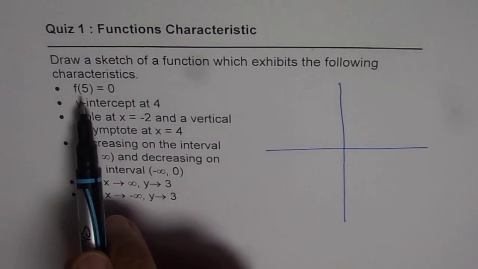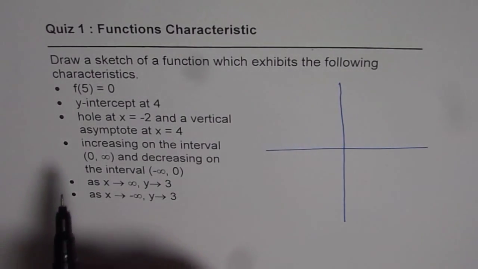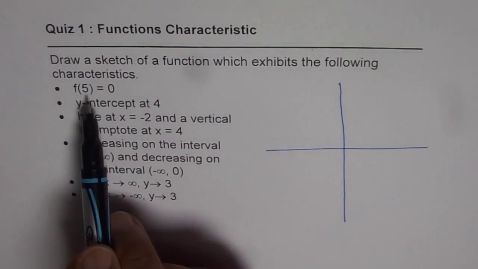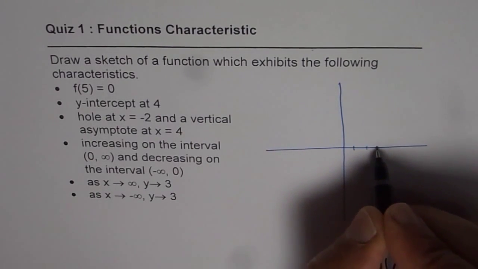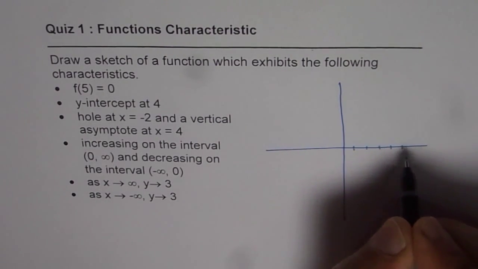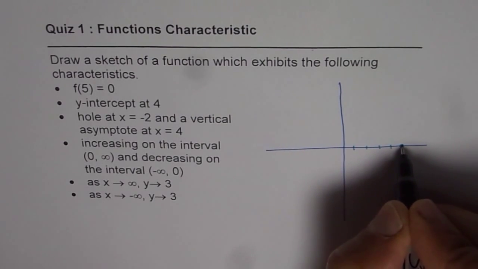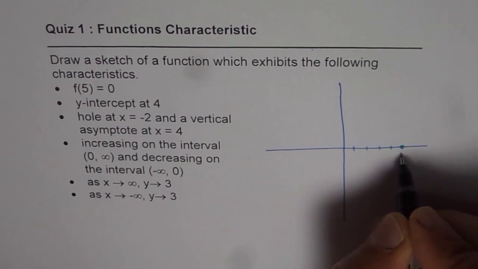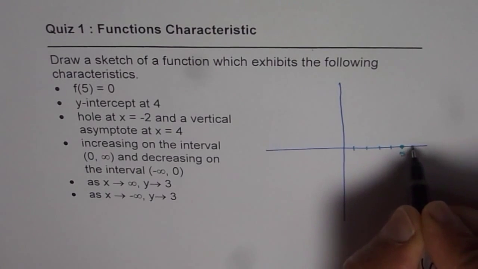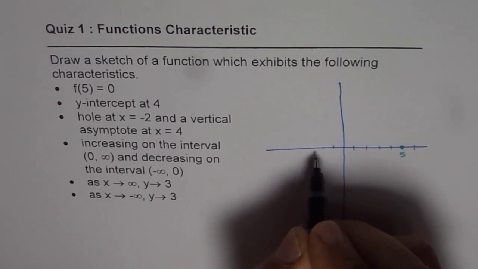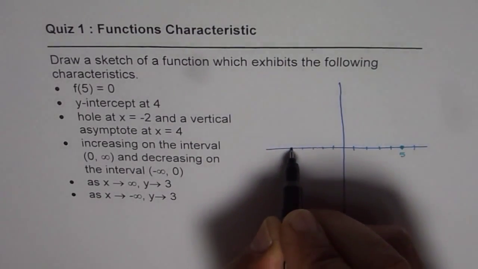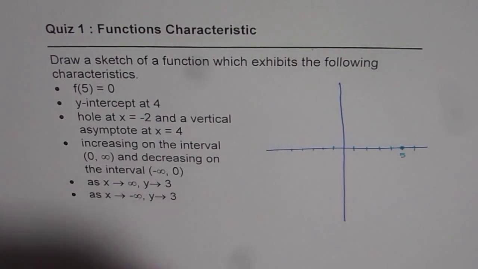First is f(5) equals 0. So that means the value at 5 is 0. So these are the x values 1, 2, 3, 4, 5. So here we have a 0, right? So that is at 5, 6. And so here we'll have minus 1, minus 2, minus 3, minus 4, minus 5. So we've taken care of the first one.